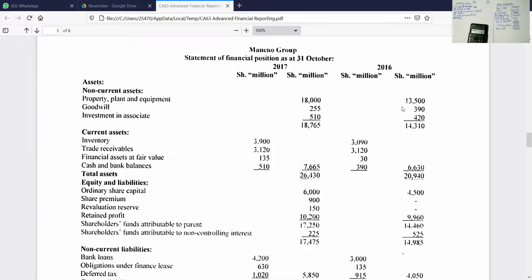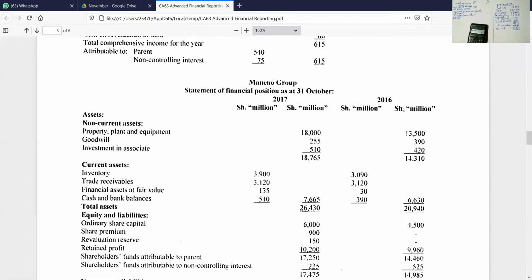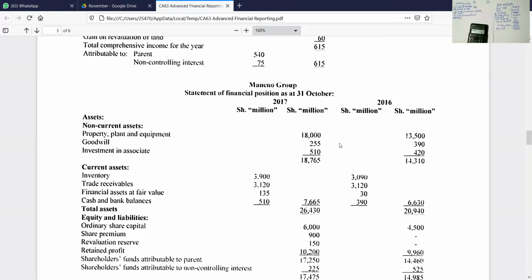Remember, they invested in an associate. An associate is an investee company which is acquired, and its percentage of acquisition lies between 20 to 49 percent. Associates are accounted for using the equity method. That one I will cover under consolidation. In consolidation, I will compute, and you will know how they arrived at investment in associates. But in this scenario, I'm doing just an analysis.